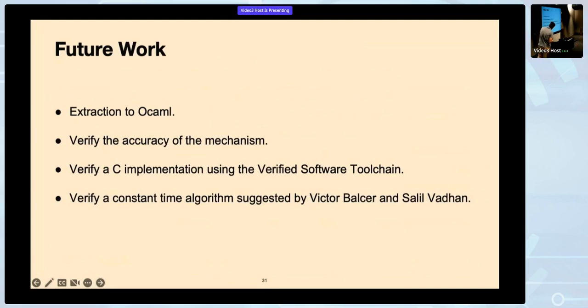And then the last thing would be to verify a constant time algorithm that was suggested by Victor Balcer and Salil Vadhan. Now this has 2 points of interest. The first is obviously that it might help with the efficiency of this algorithm. Obviously, this depends on what the actual constant time is. Maybe it's really bad. But the second thing is that it actually has implications for the security or the privacy preservation.